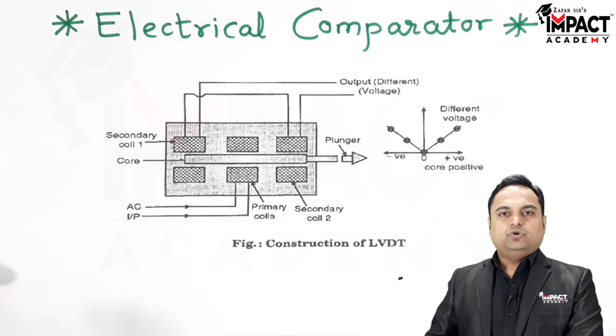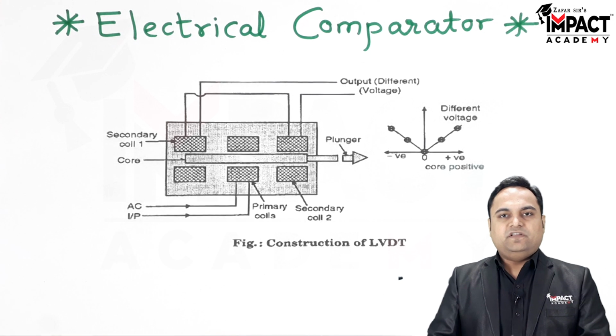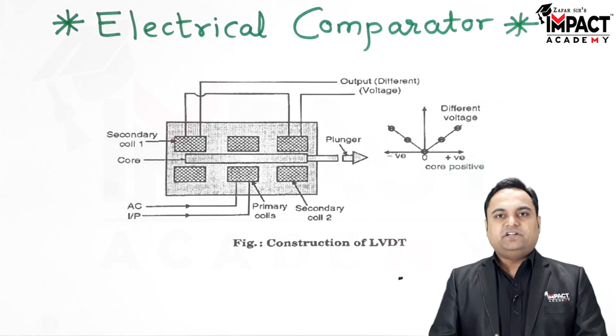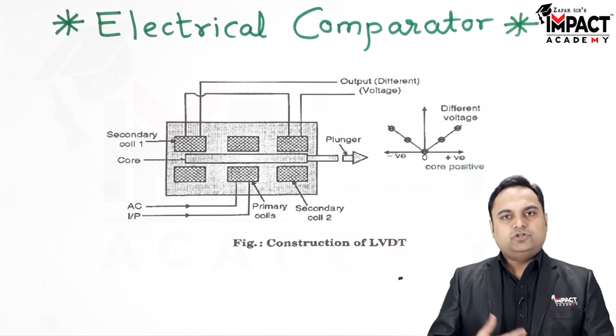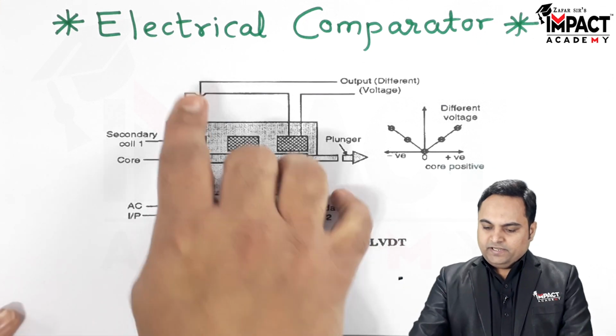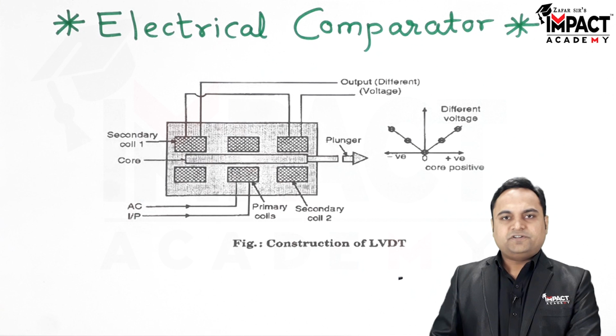Comparators are basically those instruments which are used to indicate whether a given surface is exactly flat or not. For that we have different kinds of comparators, like mechanical comparators, optical, and then there are electronic comparators. In case of the electrical comparator, as the name suggests, it uses electrical energy.